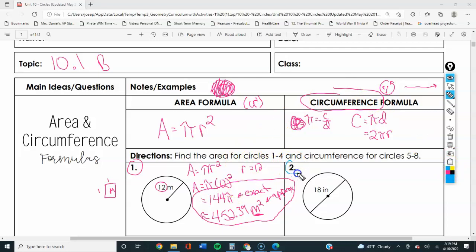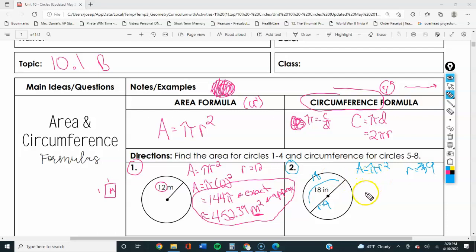Alright, let's take a look at number 2. Now number 2, we're still looking at area. Okay. But now when I look at this, I don't have a radius. What is my radius? Well, this whole length is 18. So my radius would be half of that, which would be 9. So my radius is 9. It is not unknown anymore.